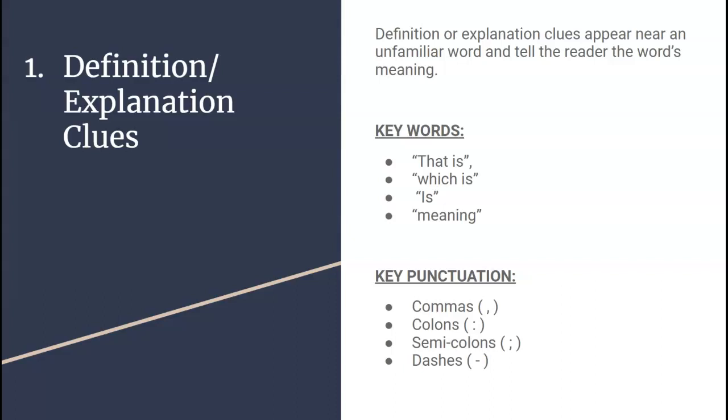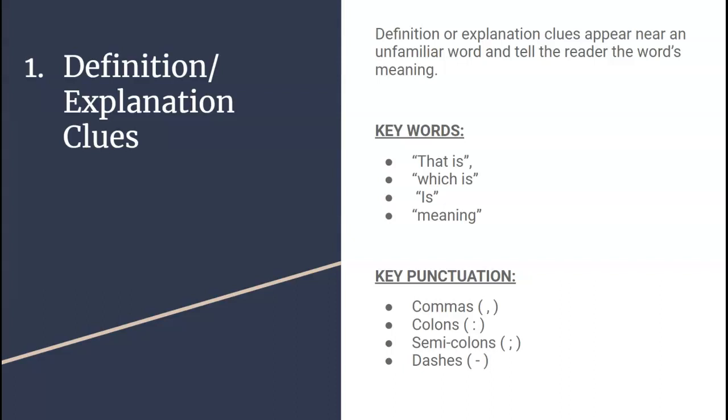But some key words that you might see in a passage that are going to let you know, hey, a definition or explanation context clue is coming up are "that is," "which is," or "meaning." So if you see one of those words or phrases around an unknown word, that might be a clue that a definition is coming up for that word.